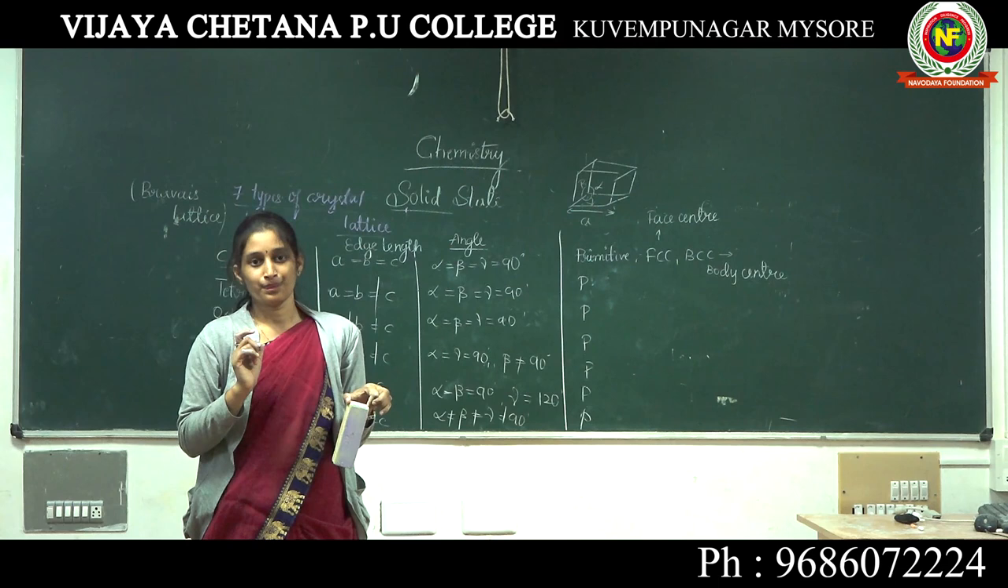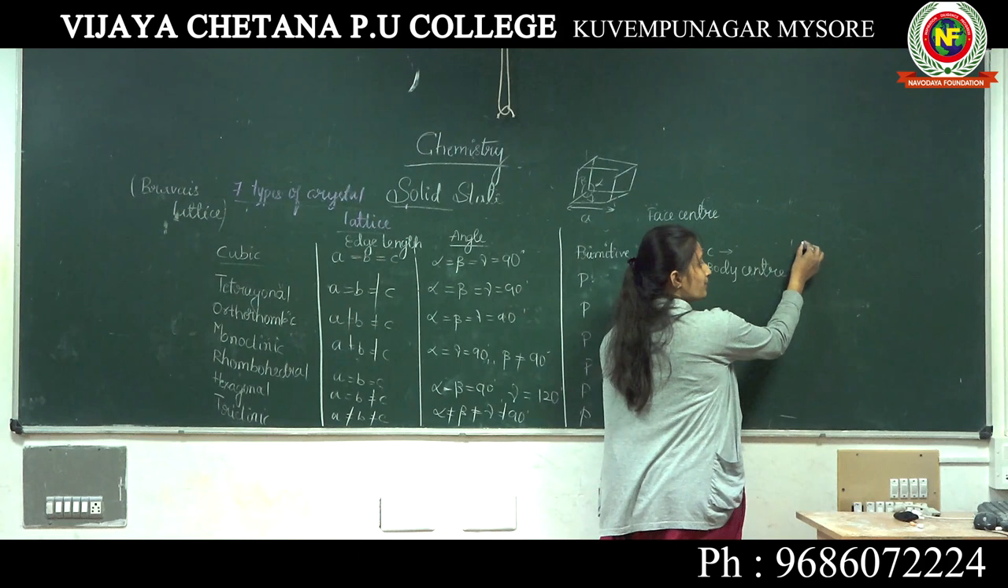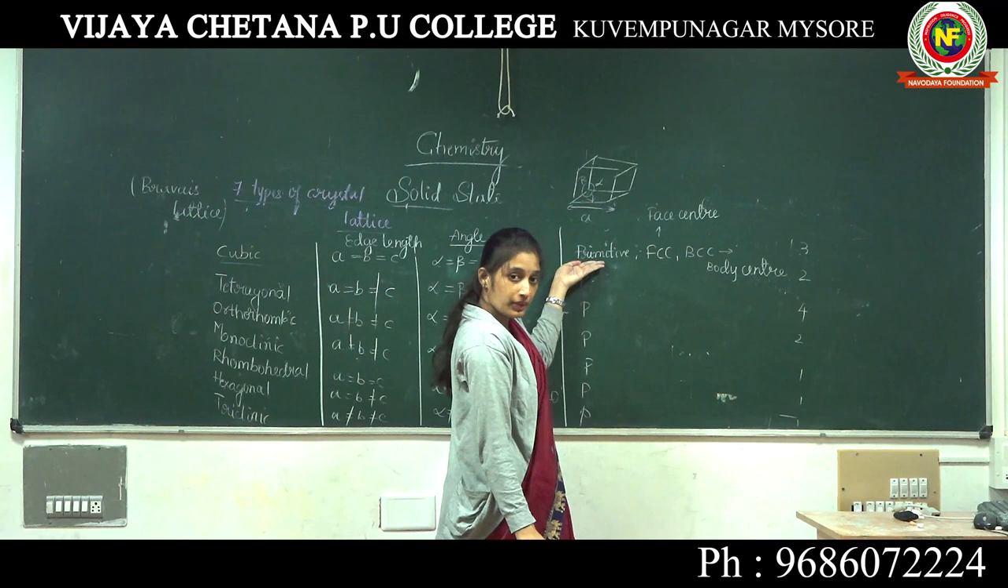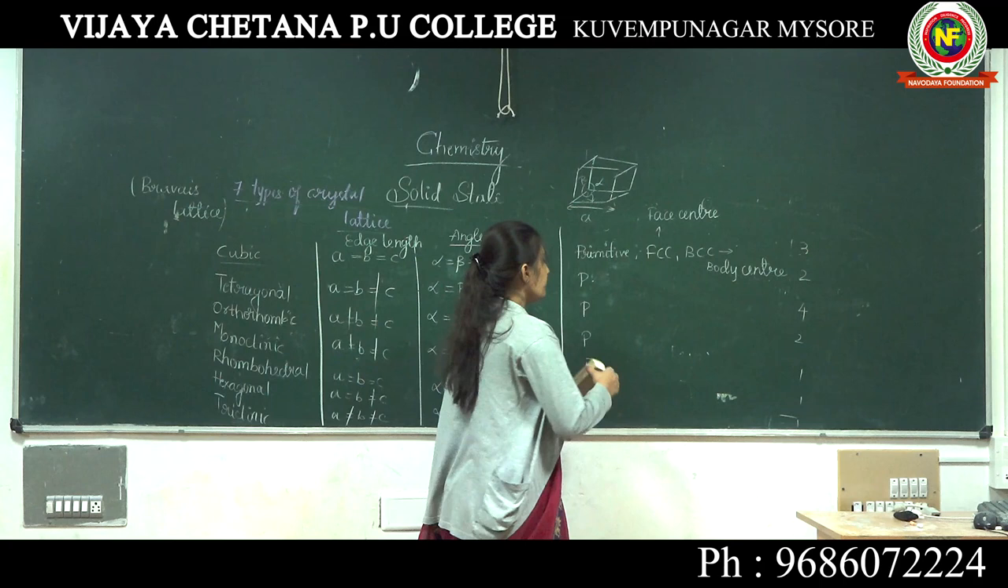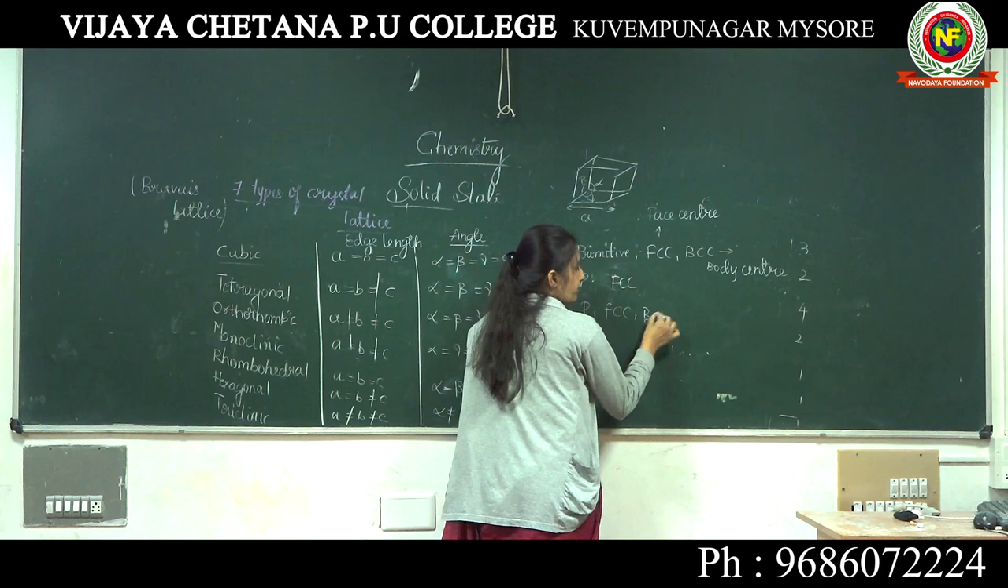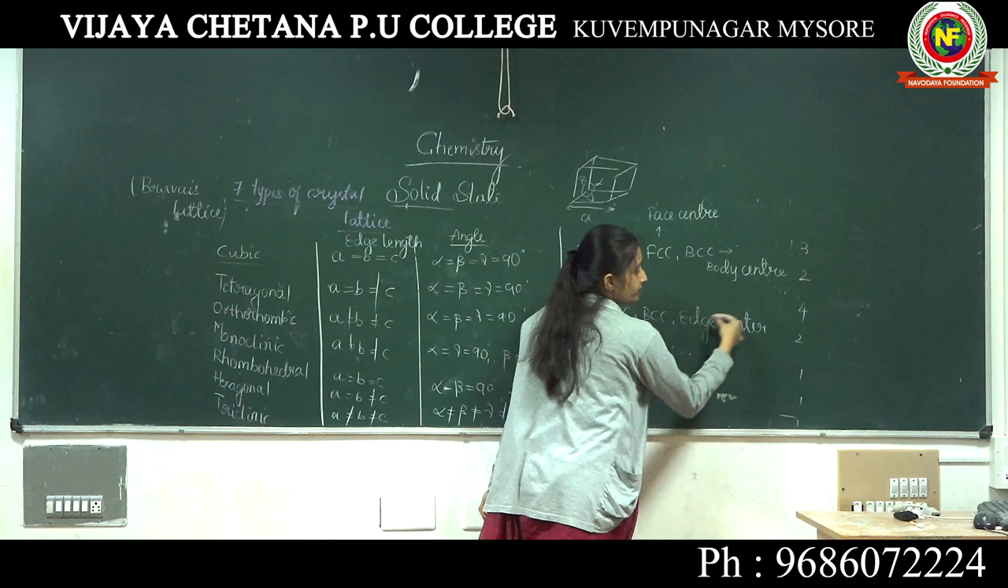Now, for the first time we explain the code word 32, 42, 11. What is this? 32 means 3, primitive, FCC, BCC. This one, primitive, FCC. Next, 4: primitive, FCC, BCC, edge center. One more new word. What is this edge center?